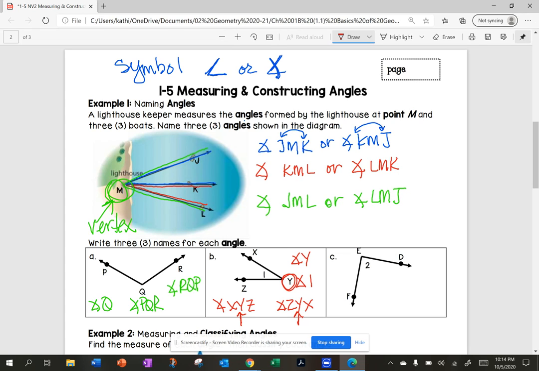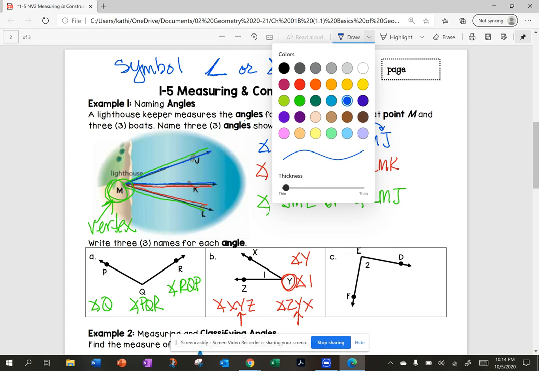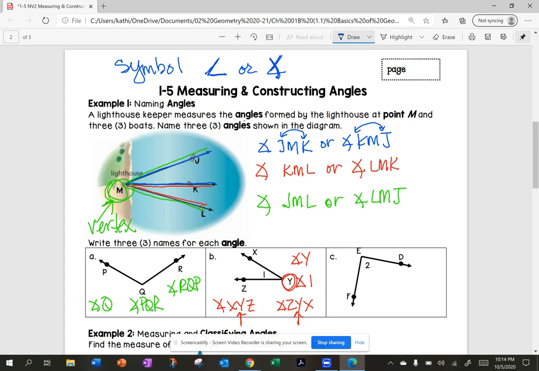How about C? Let's name this one 3 different ways. So I could call this angle E, angle 2, or angle DEF, or angle FED. Okay, so again, my vertex is E, and I need to have that as the middle letter.